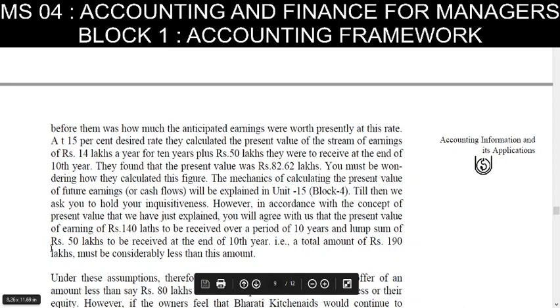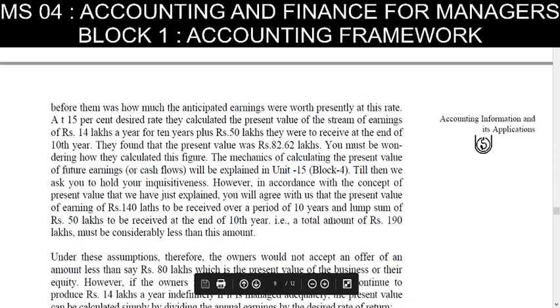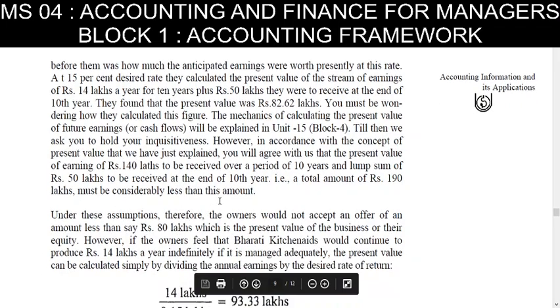However, in accordance with the concept of present value, earnings of 140 lakhs to be received over a period of 10 years and a lump sum of 50 lakhs to be received at the end of 10 years, a total of 190 lakhs, must be considerably less than this amount. Okay. For 10 years, 14 lakhs each, 140 lakhs, plus 50 lakhs at the end is 190 lakhs. Total amount is 190 lakhs. But that value today is 83 lakhs at the rate of 15% discounting rate.